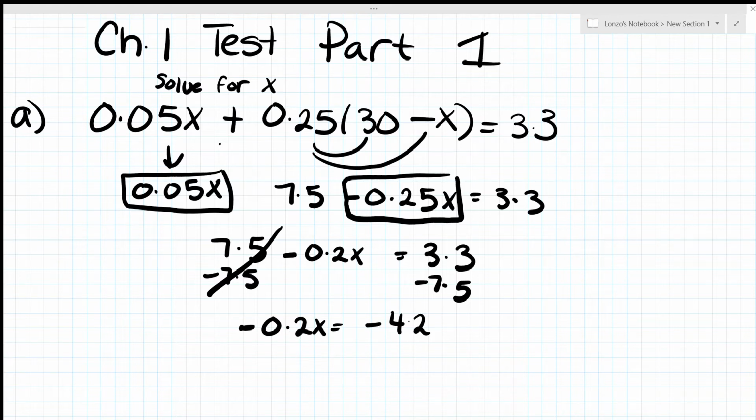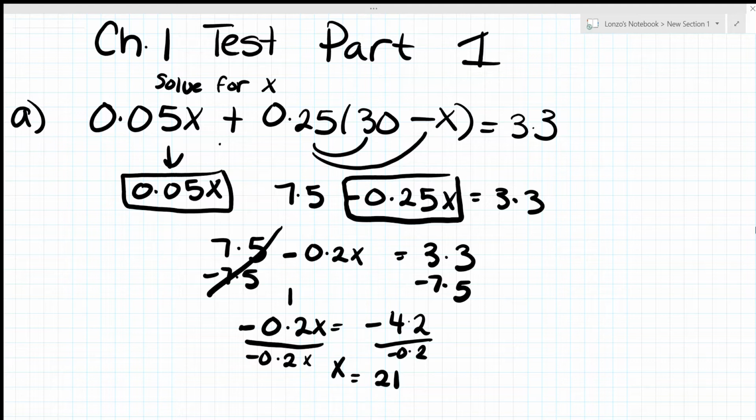Okay, so I want to solve for x. So this is really saying negative 0.2 times x. I want to get x by itself. Since this is multiplying, what's the opposite of multiplying? Dividing. So when you divide this, what happens here? It doesn't cancel, it just becomes a 1, and then you're left with 1 times x, so you're left with x. And then you have to remember to divide both sides by negative 0.2, so x equals positive 21.